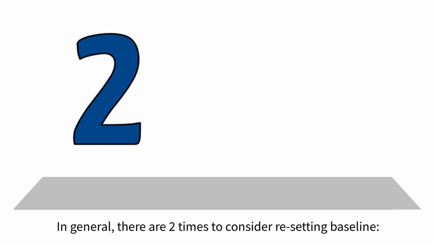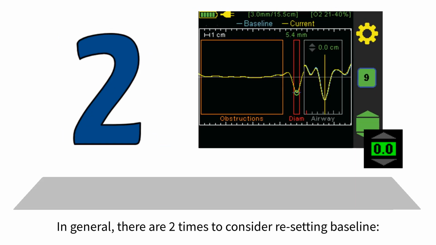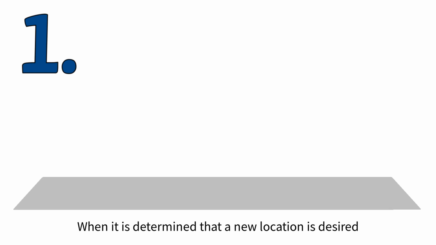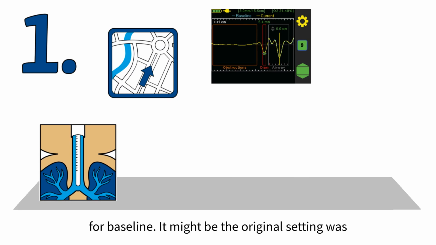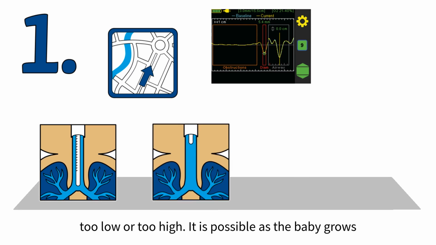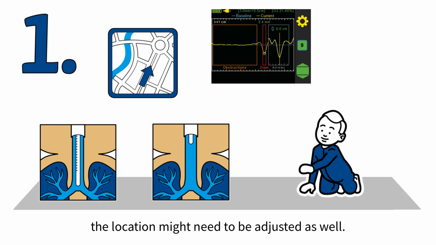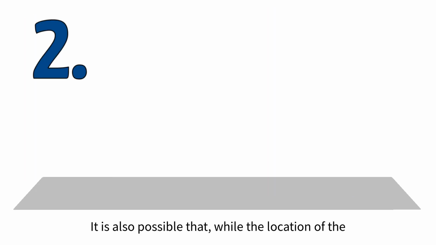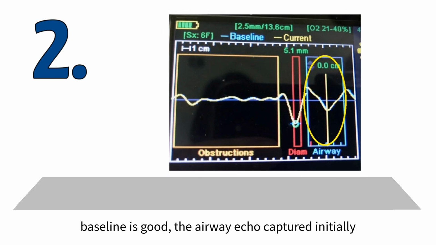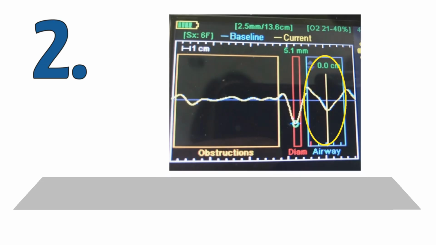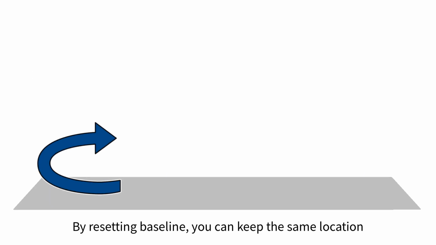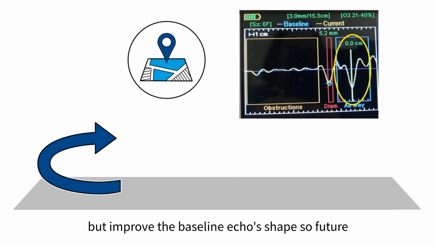In general, there are two times to consider resetting baseline. When it is determined that a new location is desired for baseline, it might be the original setting was too low or too high. It is possible, as the baby grows, the location might need to be adjusted as well. It is also possible that while the location of the baseline is good, the airway echo captured initially is not a good sample of the current echo.